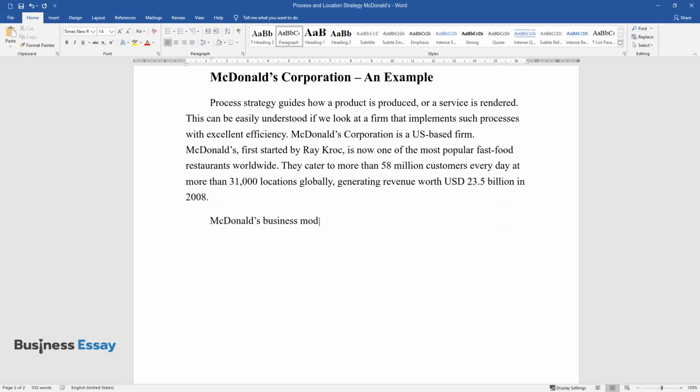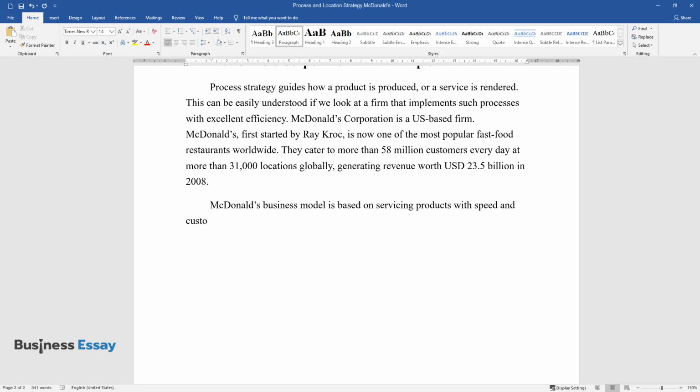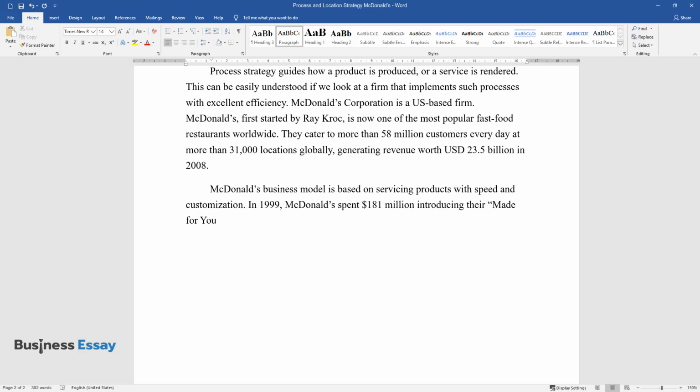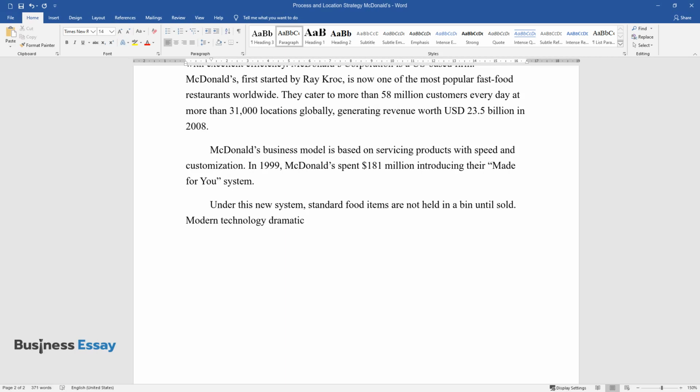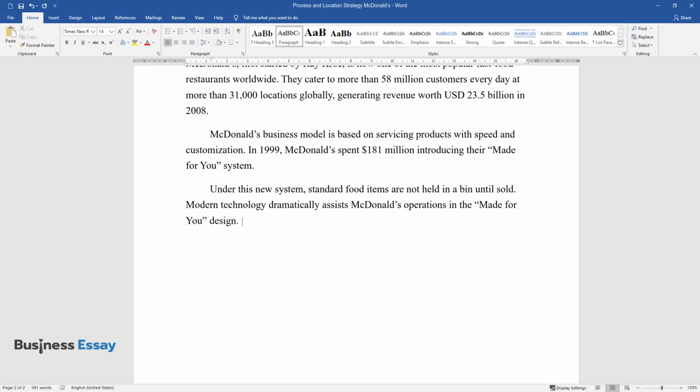McDonald's business model is based on servicing products with speed and customization. In 1999, McDonald's spent $181 million introducing their made-for-you system. Under this new system, standard food items are not held in a bin until sold. Modern technology dramatically assists McDonald's operations in the made-for-you design.